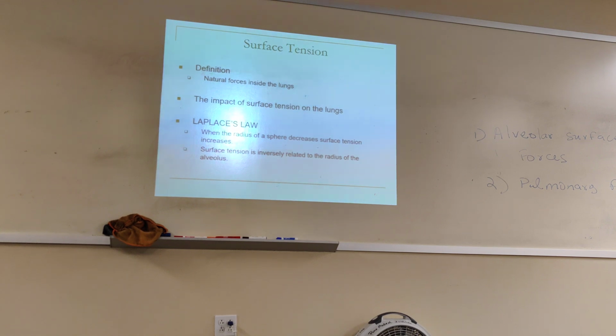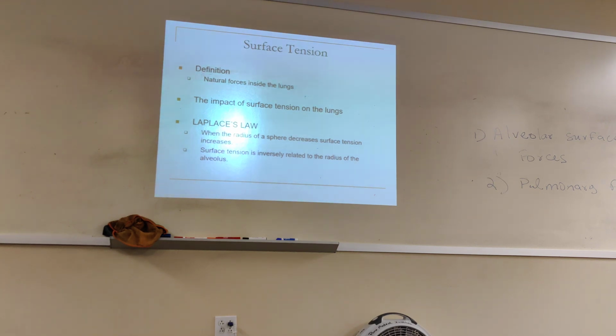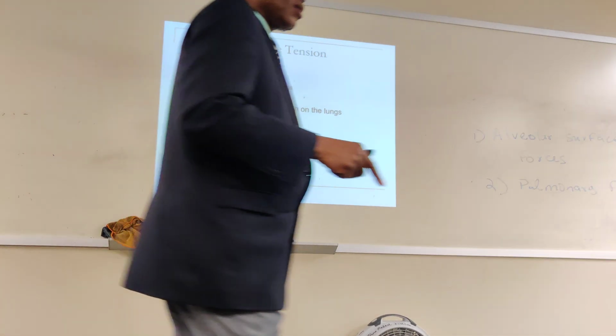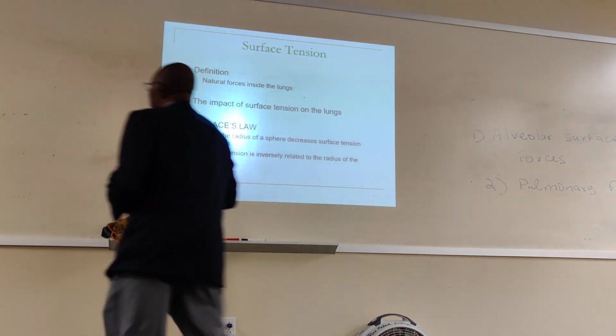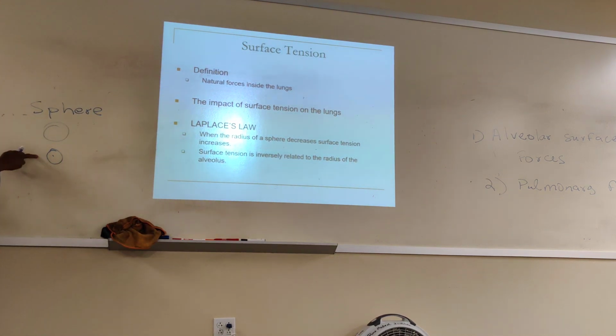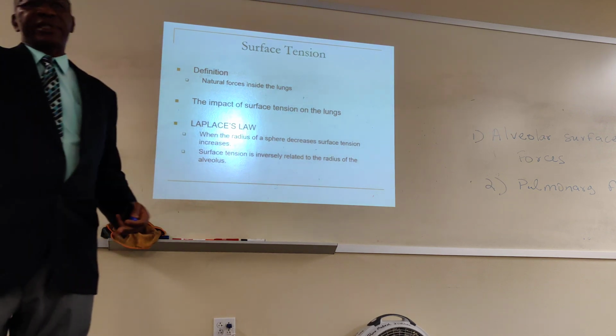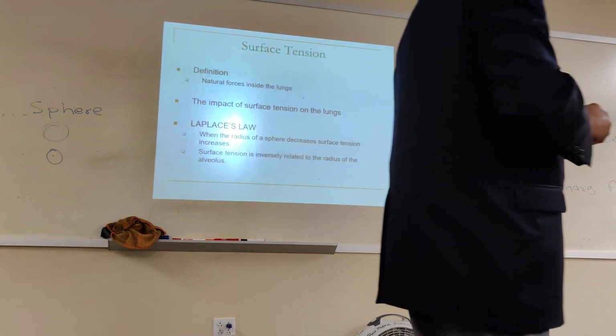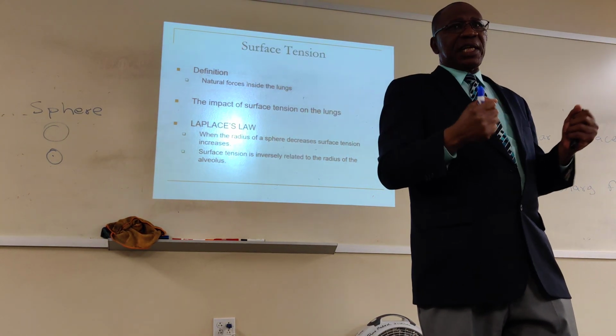So now, this guy here, Mr. Laplace, he's a French scientist. He came up with this law called Laplace's law, and it is related to surface tension. What he is saying is that when the radius of a sphere decreases, goes from like this to this, surface tension increases. When the radius of a sphere decreases, the amount of surface tension in that sphere would increase.